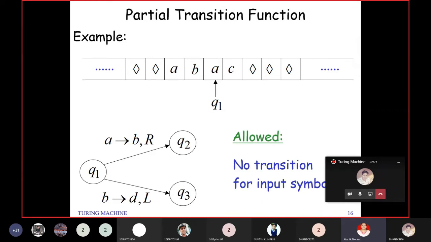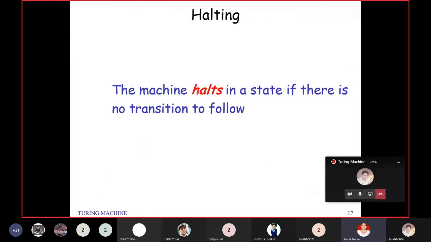For example, in the tape, you have a string A, B, A, C, and the input head, that is the tape read-write head, is pointing to A, and the state is Q. In the transitions that you can see from Q1, there are two transitions for A and B, but no transition is mentioned for C. So partial transition is allowed. Partial transition is allowed in a Turing machine. You have to remember that.